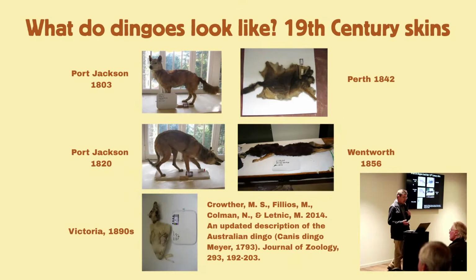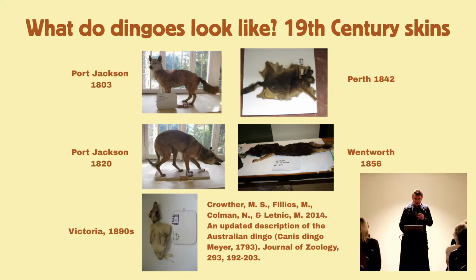So then we had a look for skins. We went and found 19th century museum specimens of dingoes, and there's not a great deal of them around. But these are five that we found. Two of them are in France. This one's in England, that one's in England too, and this one's in Victoria.